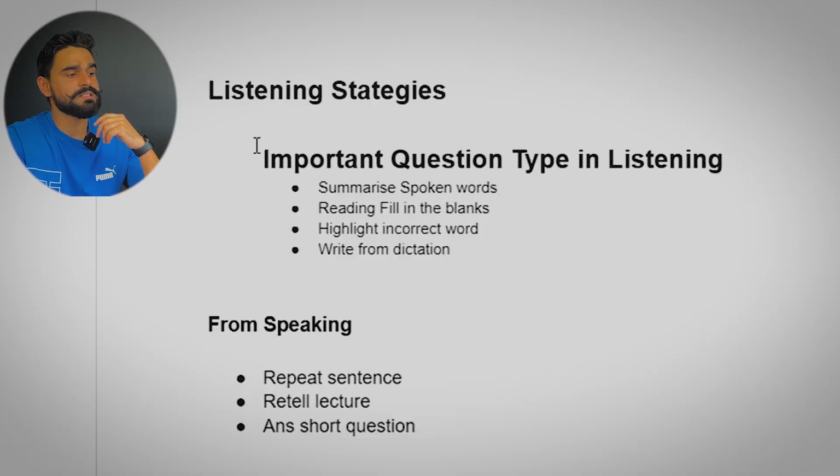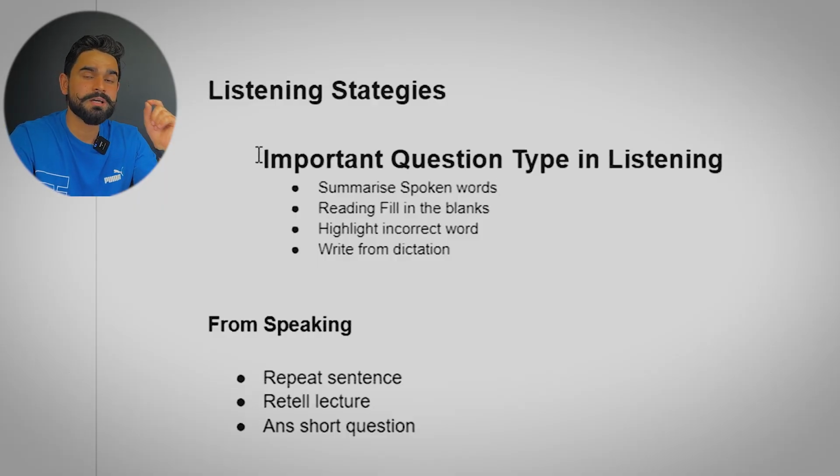So guys, as already mentioned to you, there are 4 question types that are important in your PTE listening. The first one, guys, summarize spoken text. I'm going to explain what tips you're going to use in there. And reading, fill in the blanks, highlight incorrect word, and the last one is write from dictation. So you will get more marks in your listening from these 4 question types.